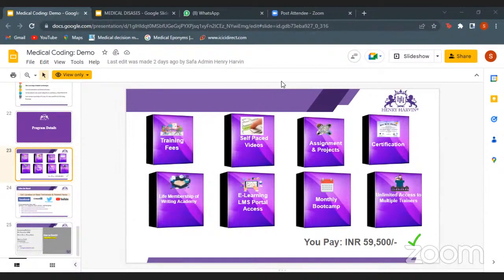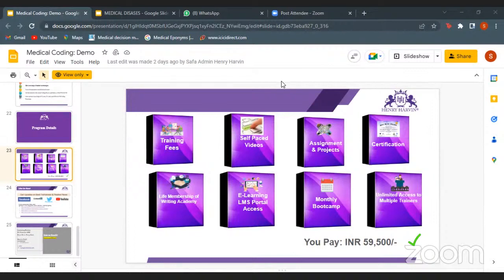In this particular fee, we will give you the ICD and CPT books. The photocopy of the ICD and CPT books is required when you are taking the training, because when you are learning ICD, you need to have the code book with you. Once you take up a job, the company will provide that. But when you are taking training from us, you will require this book, and it will be given by the institute.